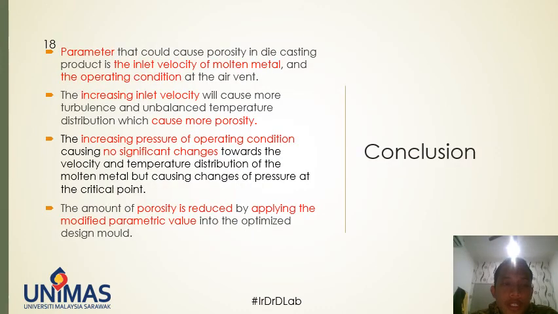As the conclusion for this study, the parameters that could cause porosity in die casting products are the inlet velocity of molten metal and the operating condition. The increasing inlet velocity will cause more turbulence and unbalanced temperature distribution, which cause more porosity, while the increasing pressure of operating condition causes no significant changes towards the velocity and temperature distribution of the molten metal, but can cause changes of pressure at the critical point. Lastly, the amount of porosity is reduced by applying the modified parametric value into the optimized design.